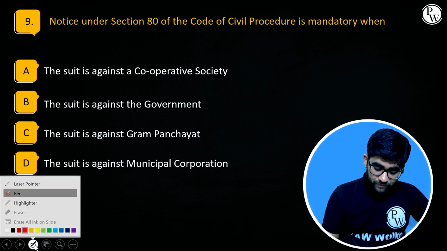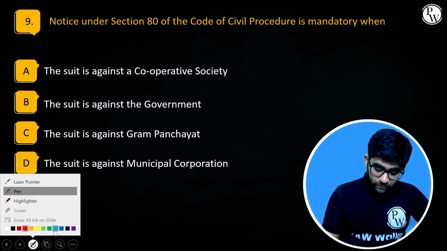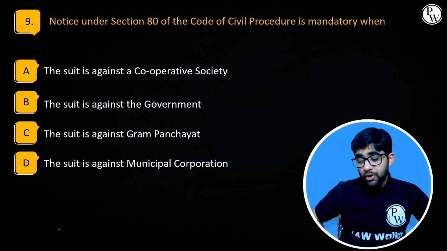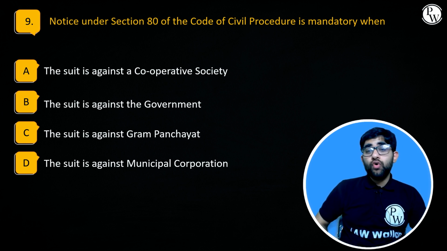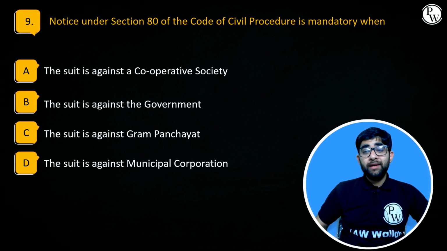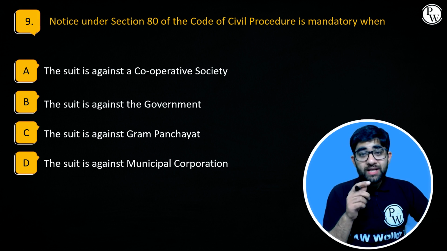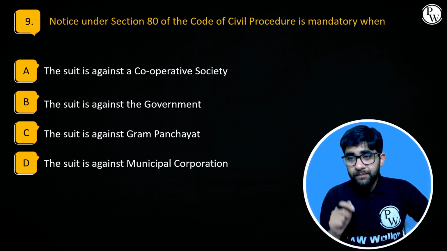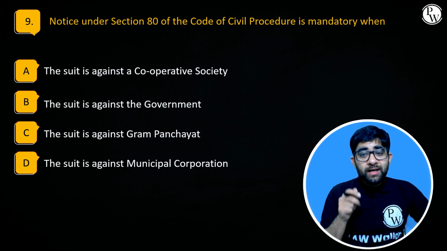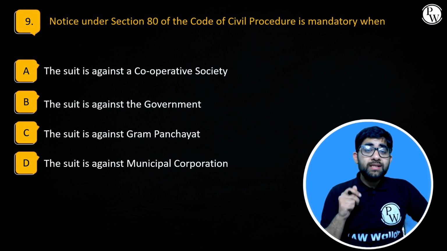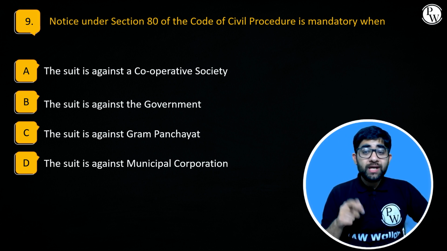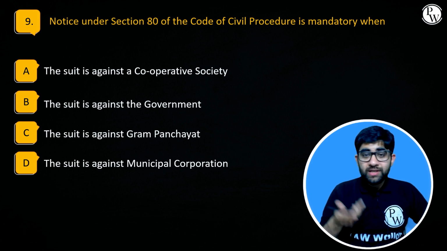Next, notice under Section 80 of the Code of Civil Procedure is mandatory when the suit is against a cooperative society, the suit is against the government, the suit is against Gram Panchayat, the suit is against municipal corporation. The answer to this is government.